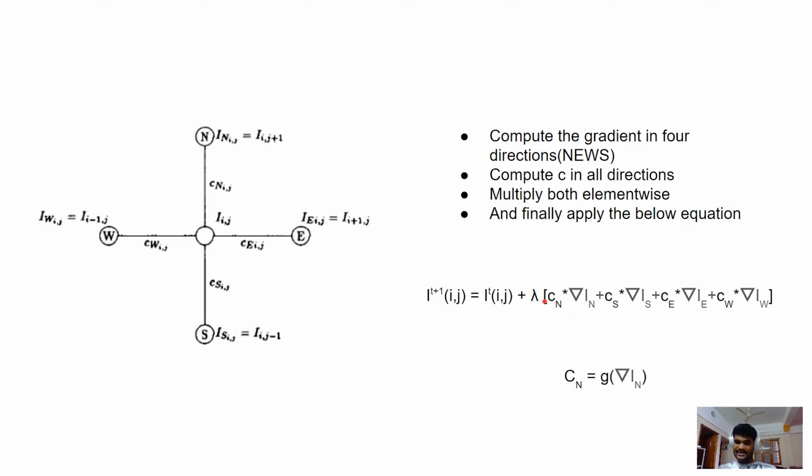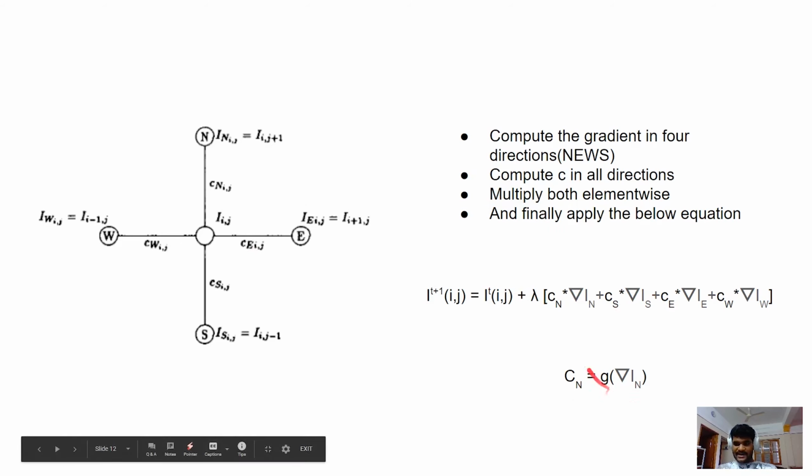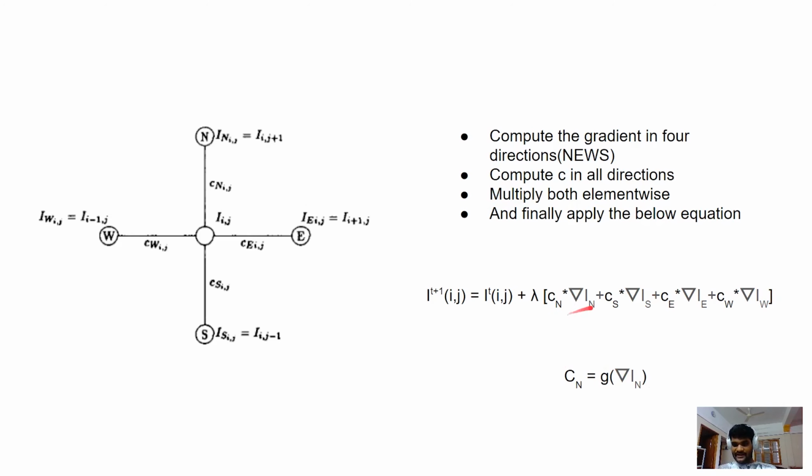Let's see why this lambda is introduced over here. Now we compute the gradient in all the directions, north, south, east and west. After finding the gradients, we apply C to each gradient, and after applying C, we multiply both. Now what happens after multiplying both? If the gradient in the north direction is very high, we make that close to 0 by multiplying it with Cn. If the gradient in south is very high, we make it near to 0 by multiplying with Cs.